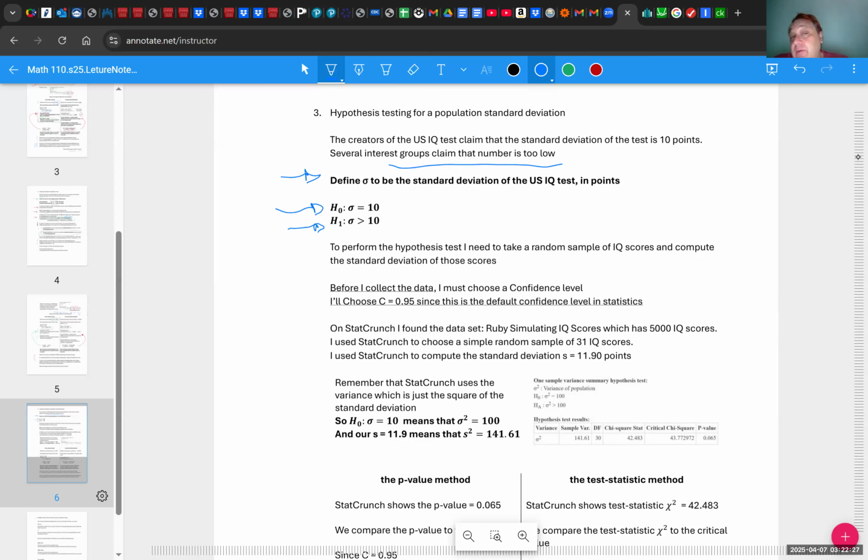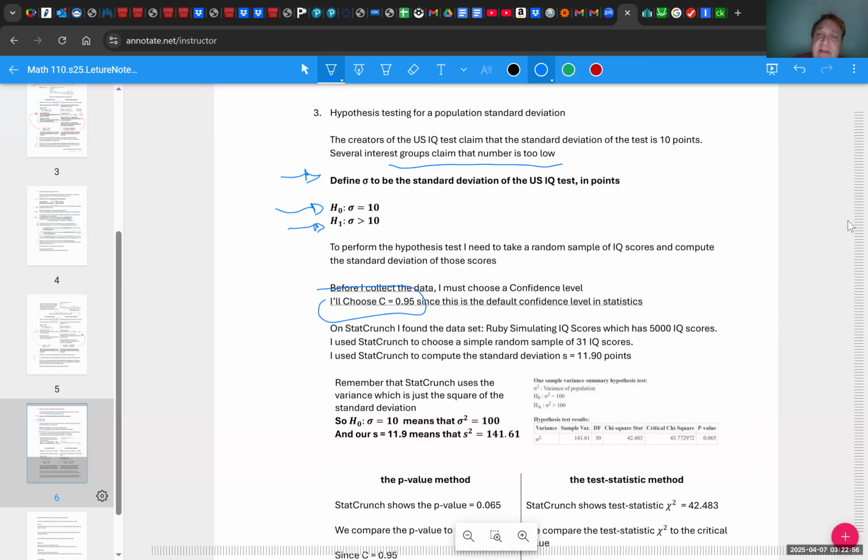All right, so now I have my null and alternative hypotheses written down. I have my variable written down. To perform a hypothesis test, I now take a random sample of IQ scores and I compute the standard deviation of that sample. Before I collect the data, I'm supposed to choose a confidence level. The default in statistical calculations and hypothesis tests is 95%. So I'll just choose 95% because it's the default. That's normally what people would choose.